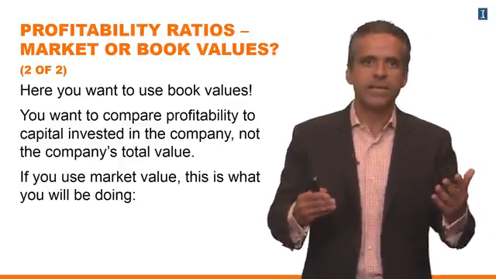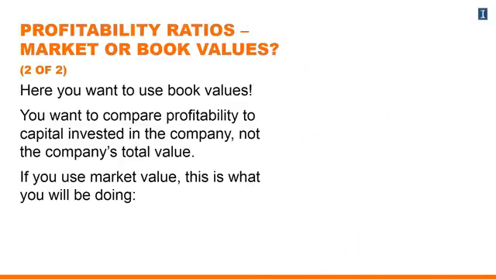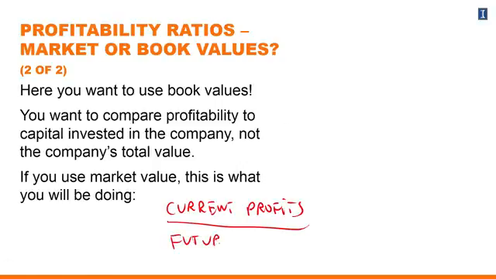One way to think about this, let me go back here, because this is an important idea. If you use market values to measure profitability, in the numerator you'd have something like current profits. If you use market value, remember, the market value of assets is going to depend mostly on future profits. So you're going to be dividing current profits by future profits. Does that make sense? Not to me, right?